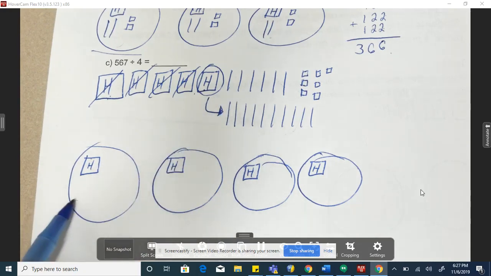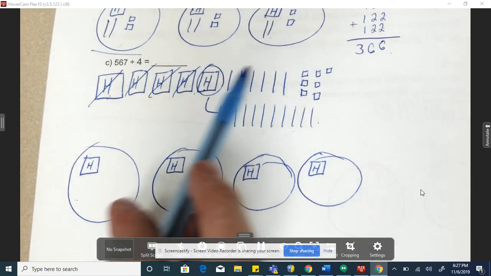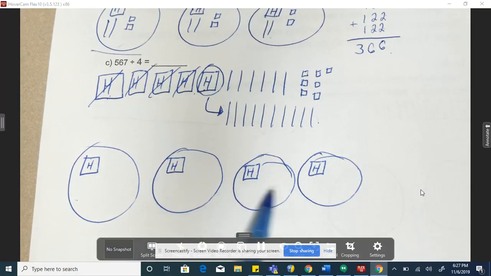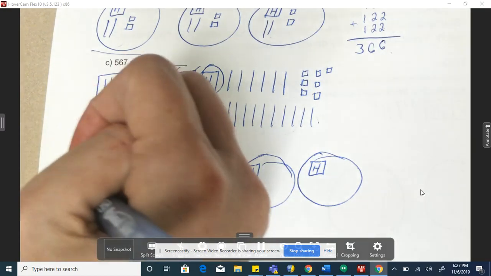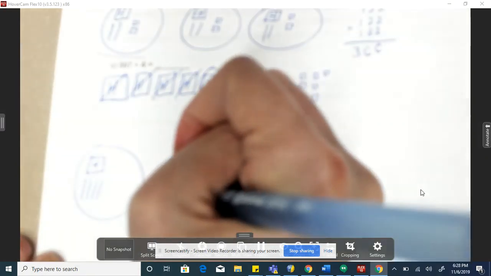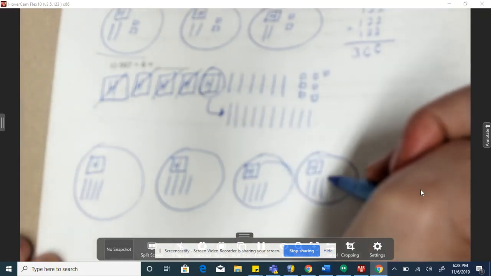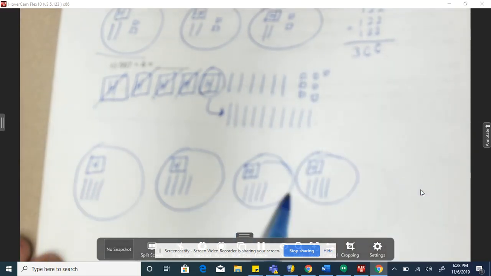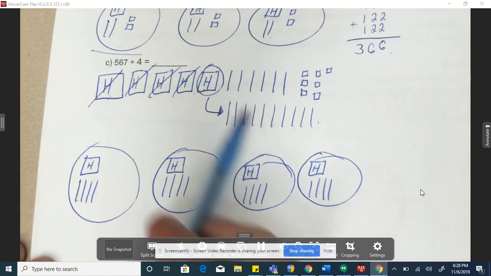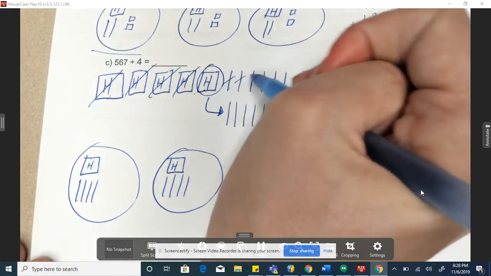I'm going to start by distributing them evenly between the 4 groups. I know that 16 tens divided by 4 groups means I'm going to be putting 4 tens in each group. So I'm going to start by putting 4 tens in each group and see if I have any left over. I've used 16 tens. So I'm going to now cross out 16 tens from my bank from what I started with.